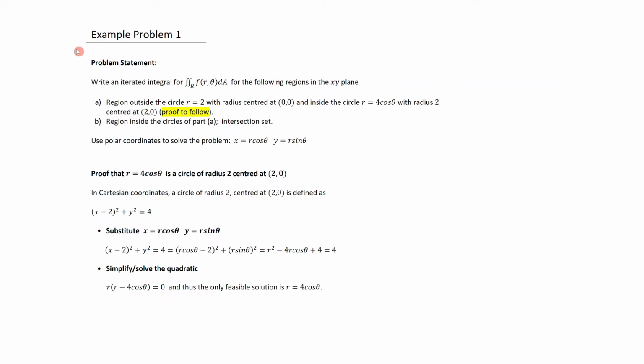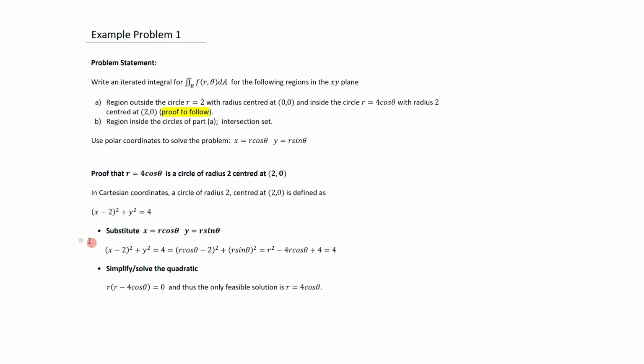First of all, the proof that r equals 4 cos theta is a circle of radius 2 centered at 2, 0. We start by saying that in Cartesian coordinates, a circle of radius 2 centered at 2, 0 is defined as (x minus 2) squared plus y squared equals 4. The x minus 2 is the displacement along the x-axis, and there's no displacement along the y-axis. So this is the equation of a circle with its center at 2, 0 and a radius equal to 2.